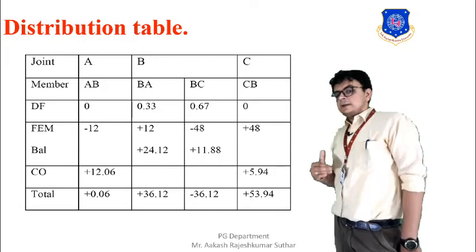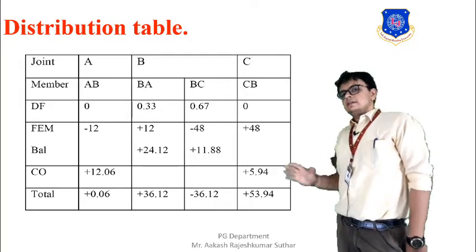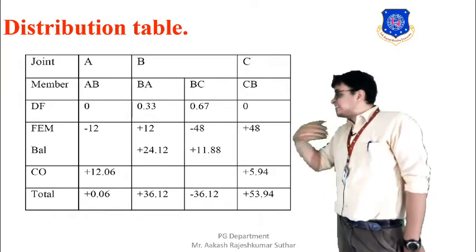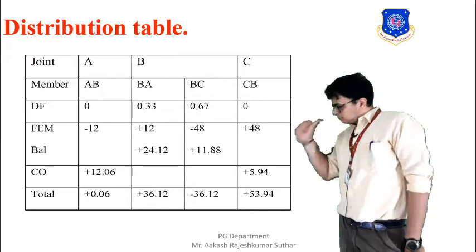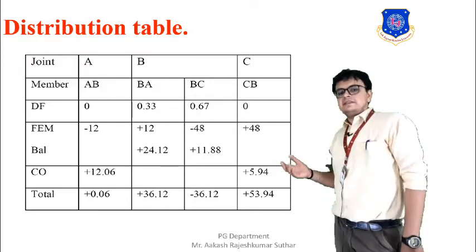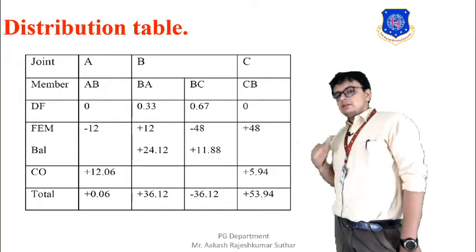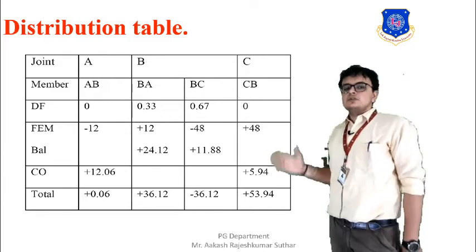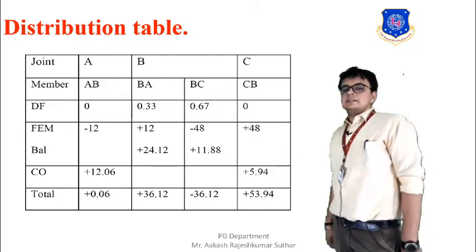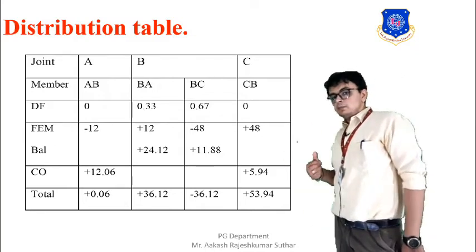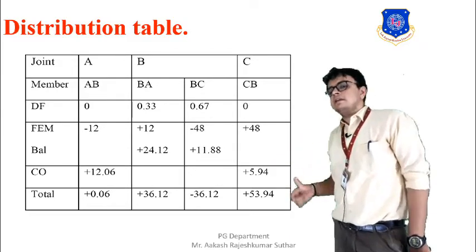Now the next step is the carryover. So 24.12, whatever we are getting, we have to carry over to the adjacent member. For BA, the adjacent member will be AB, and for BC, the adjacent member will be CB. Half of it we need to carry over. So while carrying over 24.12, its half will be carried over, so it will be plus 12.06 moment at AB, and while carrying over 11.88, its half will be carried over and it will be 5.94, that is the carryover moment at CB.